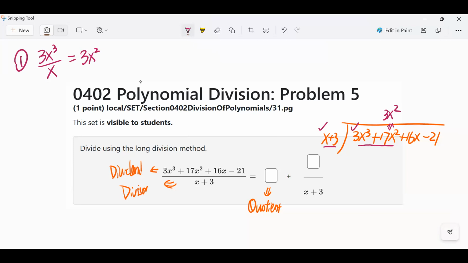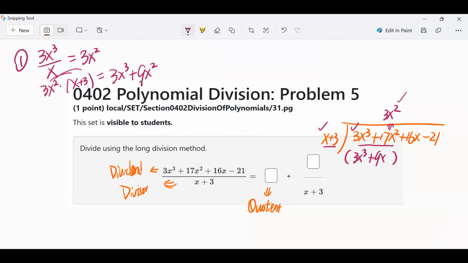All right. Now next up, you multiply the term in the quotient, 3x squared, by the divisor, x plus 3. Distributing, you get 3x cubed plus 9x squared, since 3x squared times 3 is 9x squared. And then you put that in parentheses.